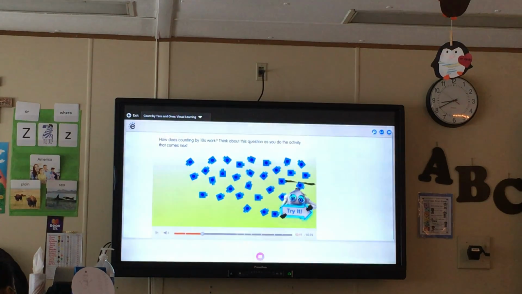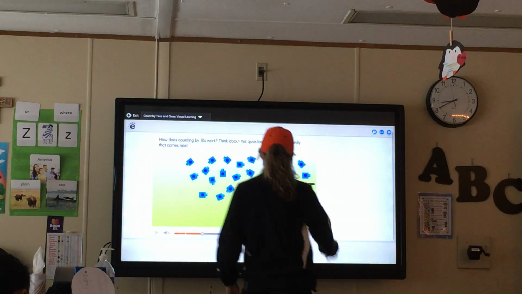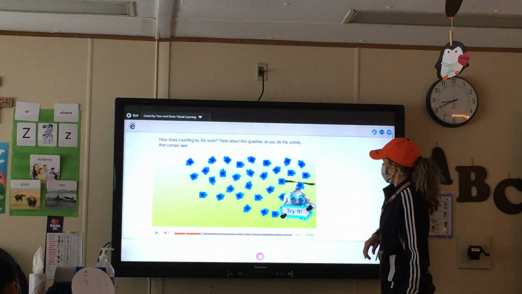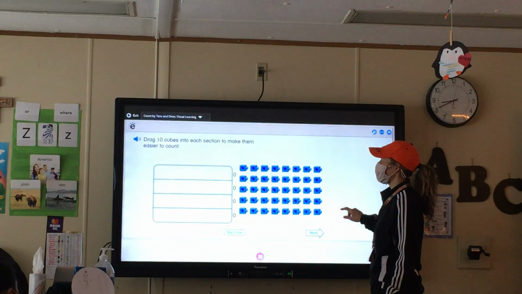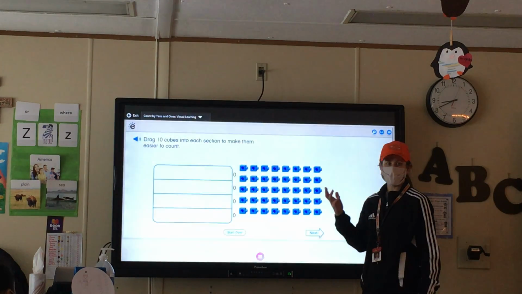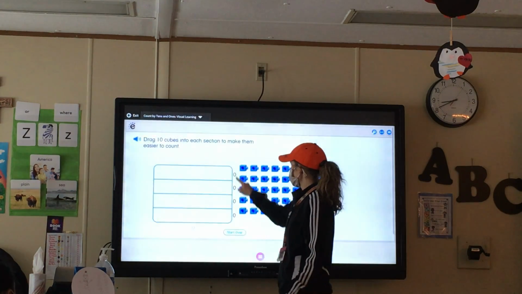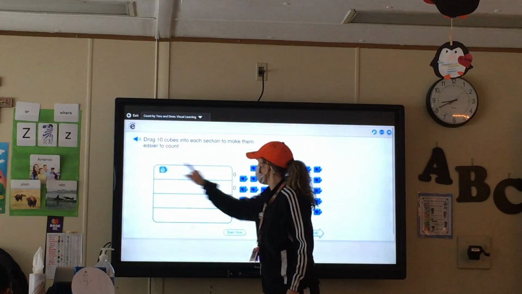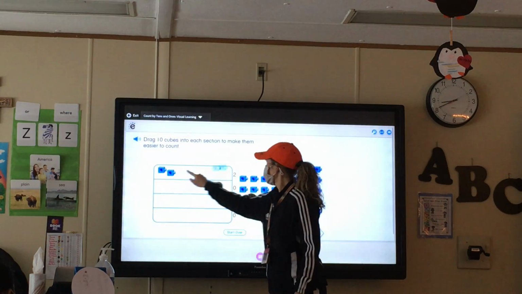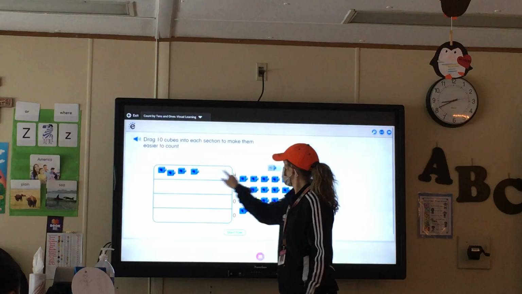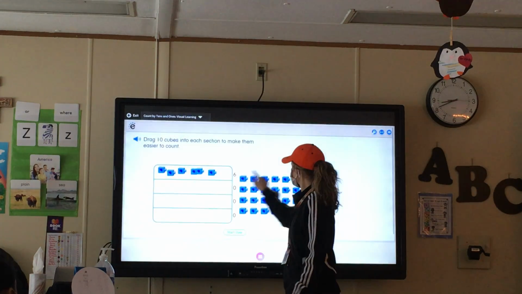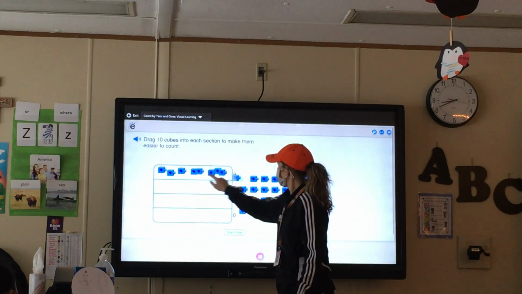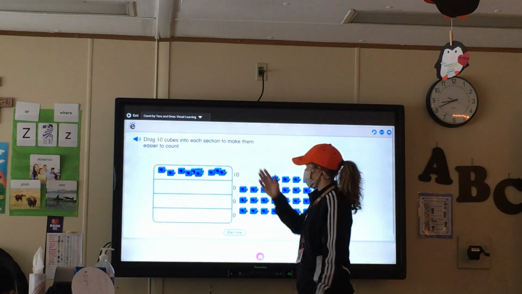Okay. All right, so we're going to do some counting by tens. Here it comes. Let's see what they say. All right, so it says drag 10 cubes into each section to make it easier to count. Okay, so help me. You can count over here. 1, 2, 3, 4, 5, 6, 7, 8, 9, 10. Okay, so there's a set of 10.